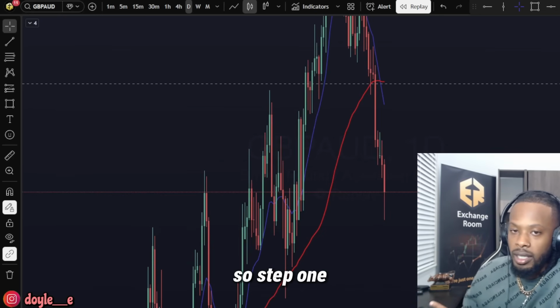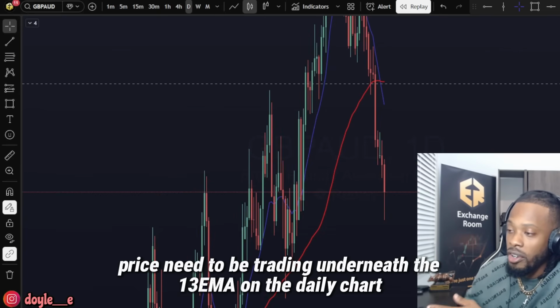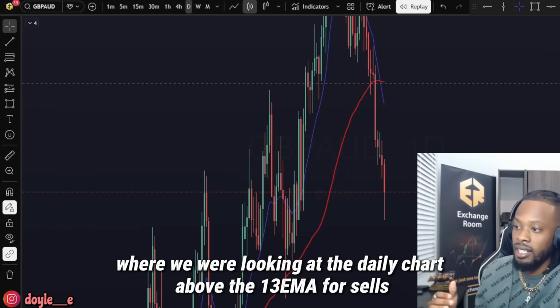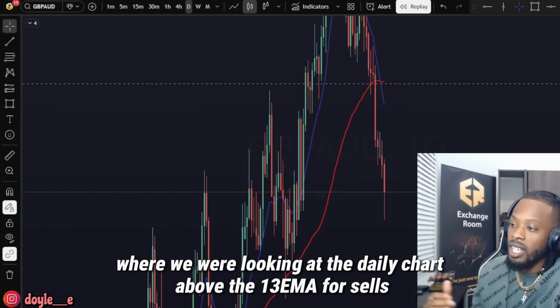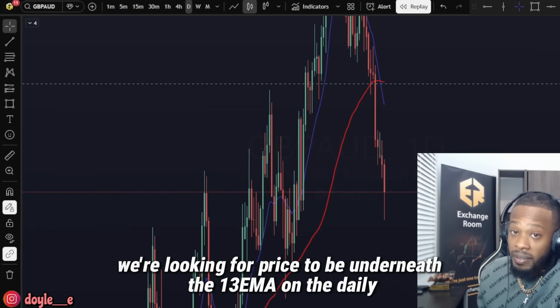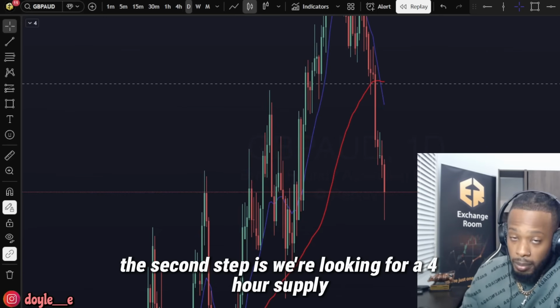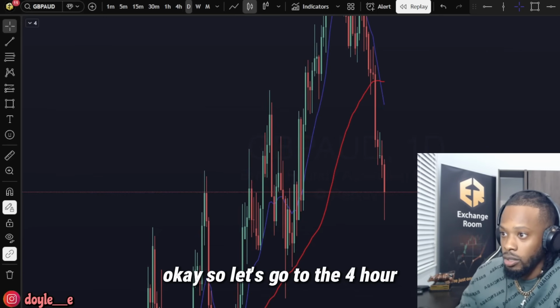So step one, price needs to be trading underneath the 13 EMA on the daily chart. Instead of looking for buys, where we were looking at the daily chart above the 13 EMA, for sells we're looking for price to be underneath the 13 EMA on the daily. The second step is we're looking for a 4-hour supply that has a break of structure. So let's go to the 4-hour.